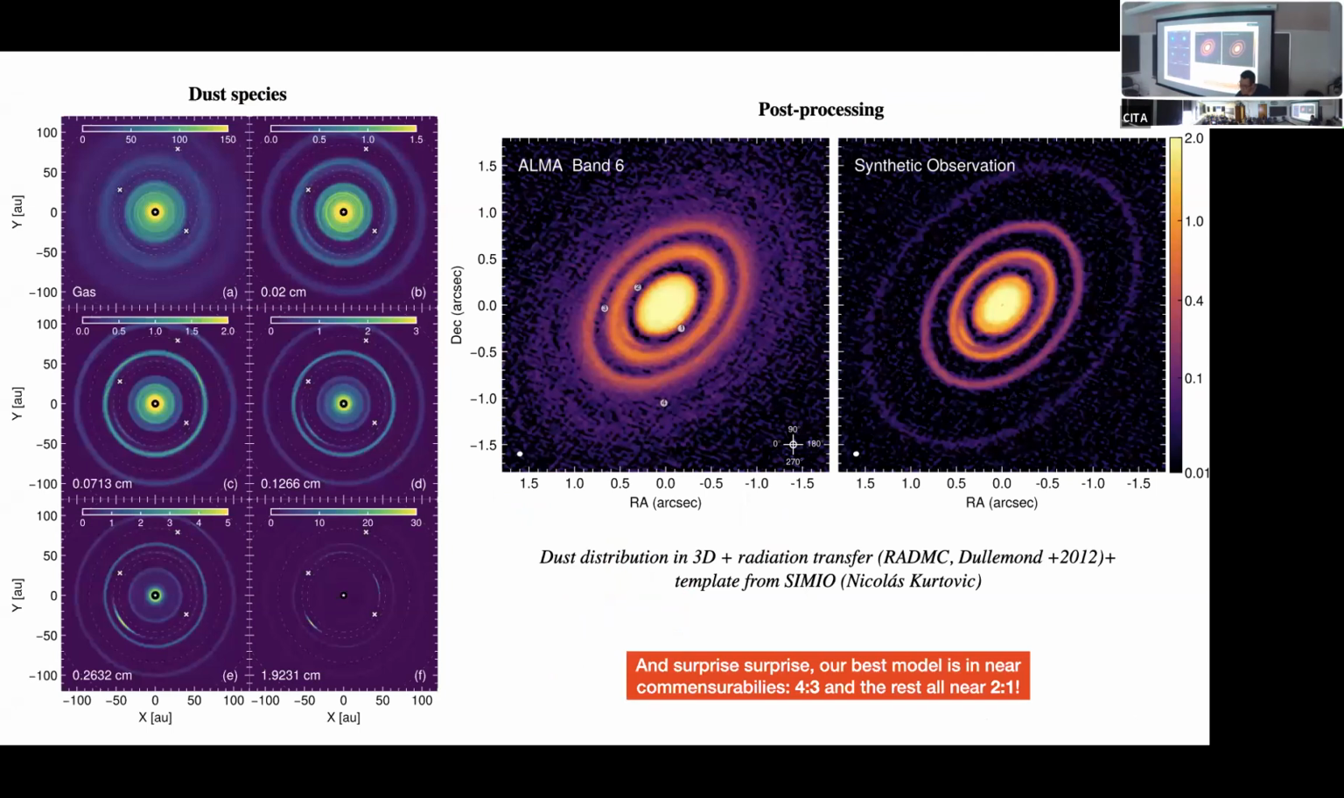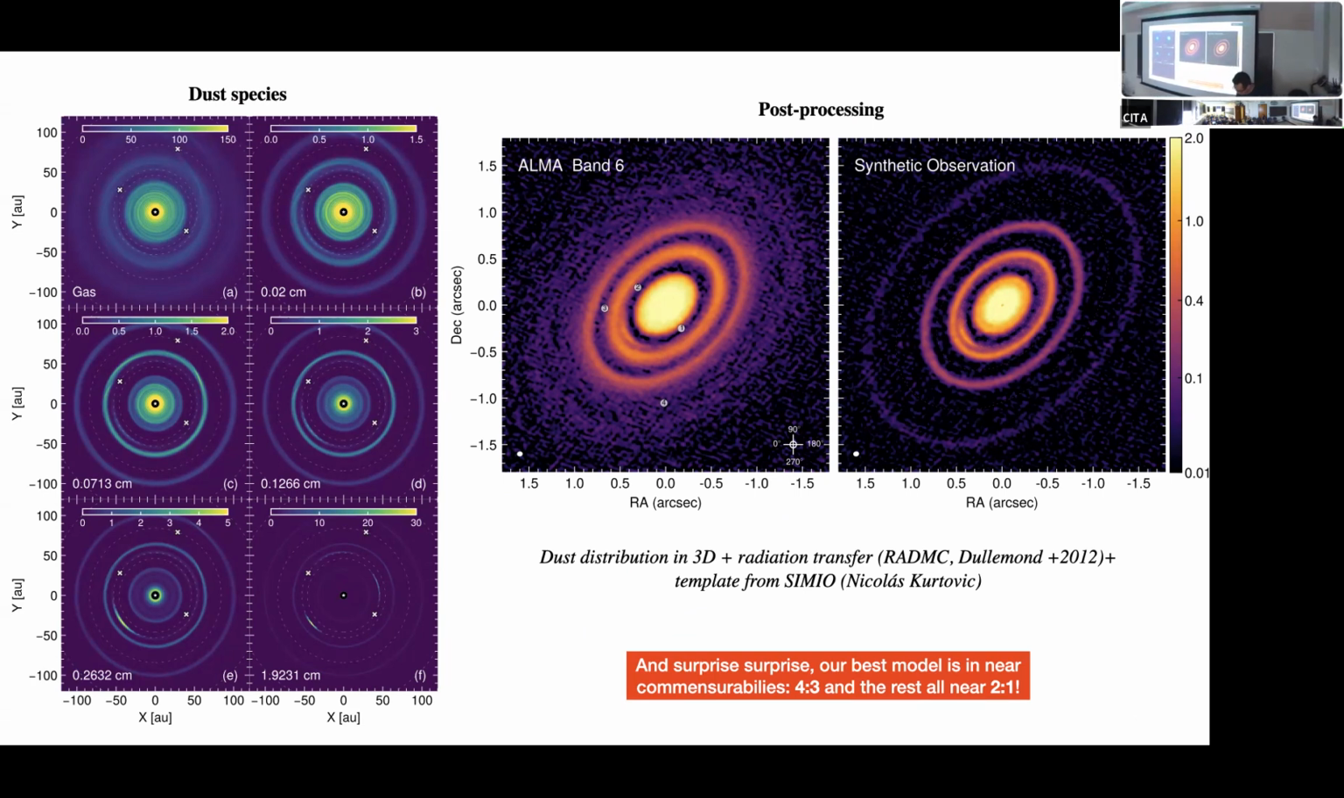Okay. And finally, dynamics. Surprise, surprise. Our best model, and actually you can do it just by taking the image from ALMA, if you put up the rings, this is not numerology. Our best model is near commensurabilities. I wouldn't trust the first 2 planets, but if you take planets 2, 3, and 4, they're all near 2 to 1, very near 2 to 1. And you can actually do it just by looking at the image. You can just see the sizes of the rings you put in between.